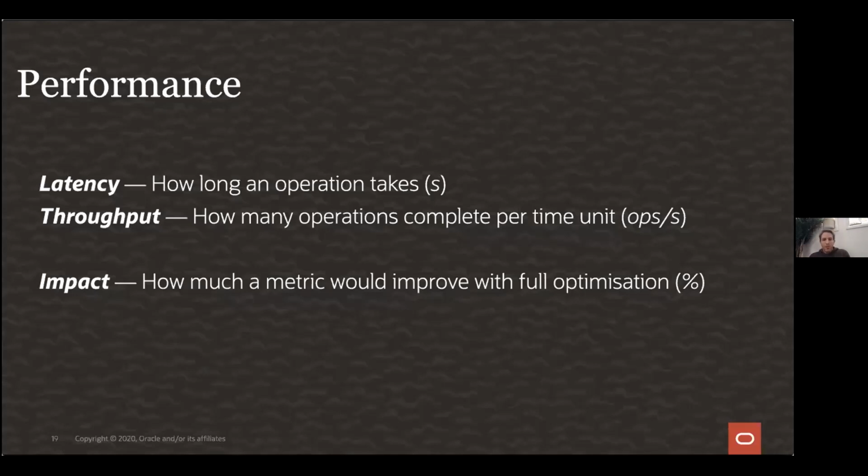To talk about performance, we'll need some definitions. First, latency is how long it takes to do something. Throughput is how many things we can do in a unit of time. Sometimes throughput is just 1 over latency, but many times it isn't.